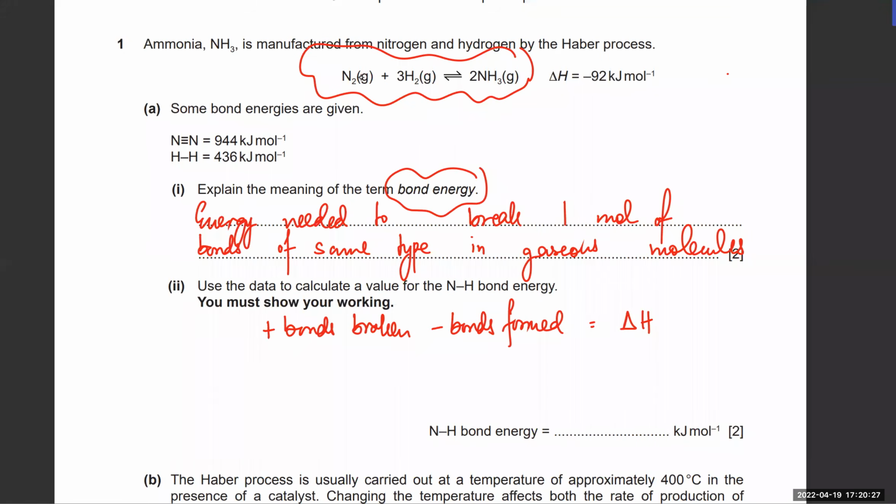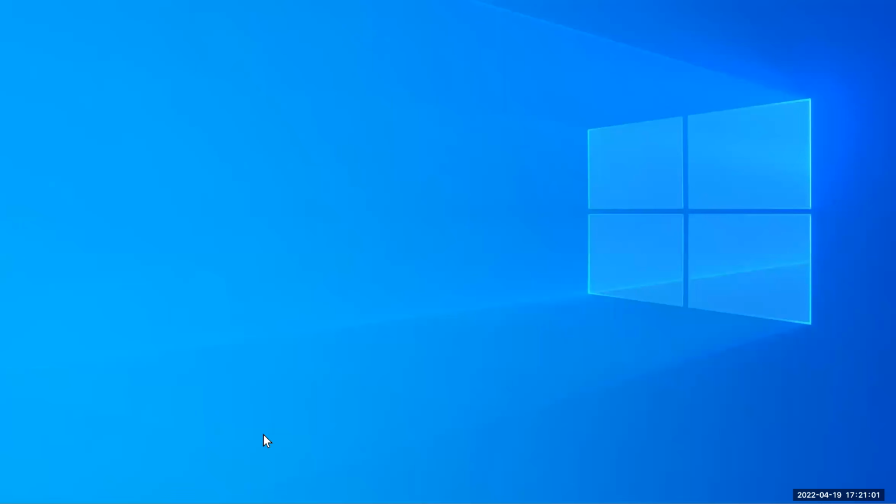So the enthalpy change is already given, that's minus 92. How many bonds are broken? N triple bond N is broken. So that is one of them. One of this bond is broken, and that is endothermic. And 3 H-H bonds are broken, so that is also endothermic. And how many bonds are formed in NH3? There are 3 N-H bonds. So over here you have 6 N-H bonds that are getting formed, and the sum would be equal to minus 92. So you need the data booklet for this.